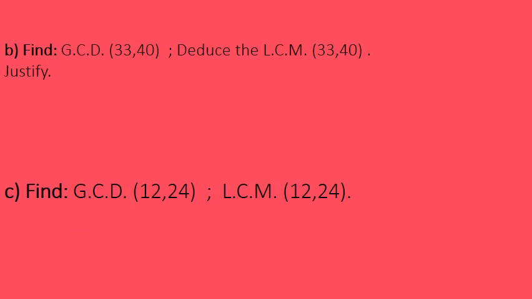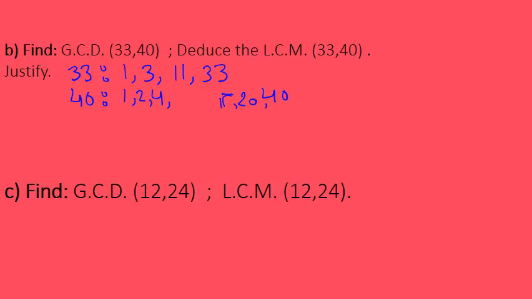Okay, so now in part B, we should find the GCD of 33 and 40. What are the divisors of 33? The divisors of 33 are 1, 3, 11, and 33. The divisors of 40? 1, 40, 2, 20, 4, 10, and 5, 8. Yes, these are the divisors of 40.